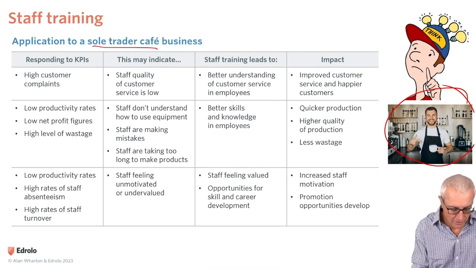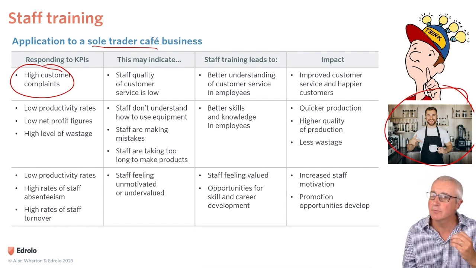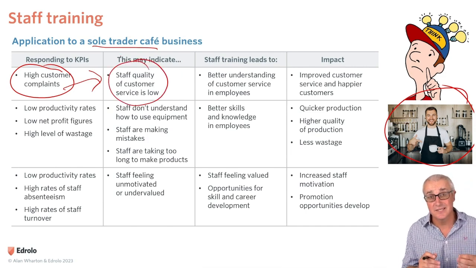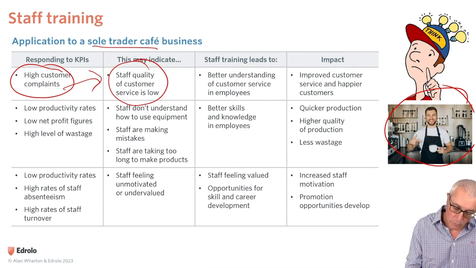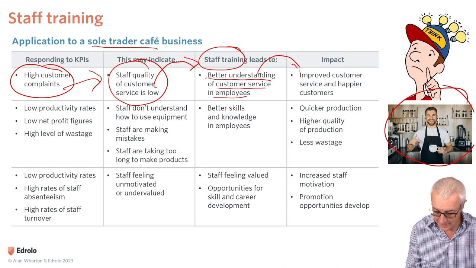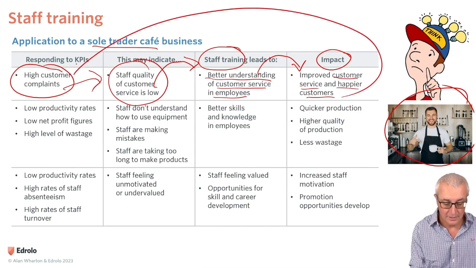You're going to see I'm going to step this journey out. Let's take the first scenario here where we have a high number of customer complaints. It was 5,000, it's now 100,000 complaints in my cafe. Clearly not a good thing. Why is that possibly occurring? One of the reasons might be that staff quality is down, that the customer service people are receiving is pretty low, and so they're not happy and they're making a complaint. If my staff are underperforming and don't have good customer skills, then the strategy of staff training can help to resolve that. If we give them a better understanding of customer service and some training programs, then hopefully the impact will be improved customer service and happier customers. And we've solved the initial problem.